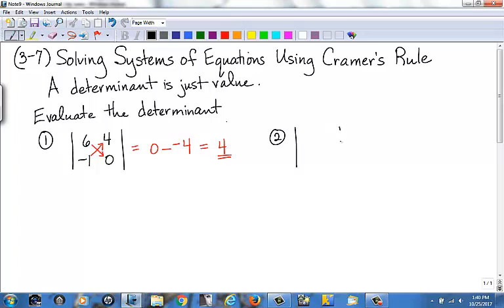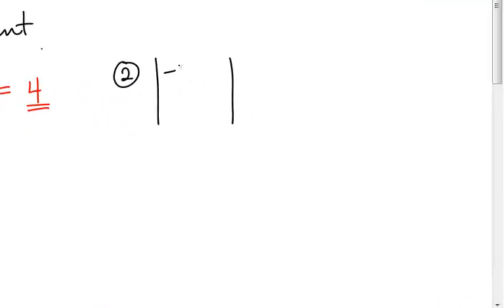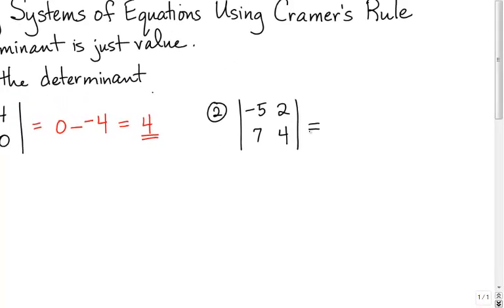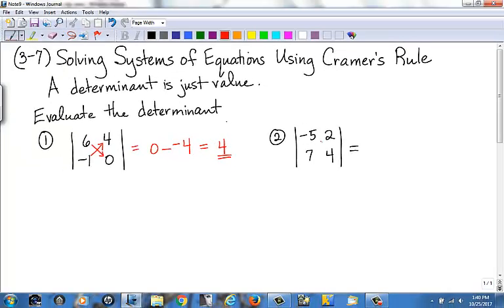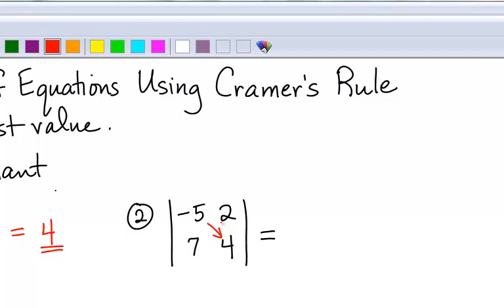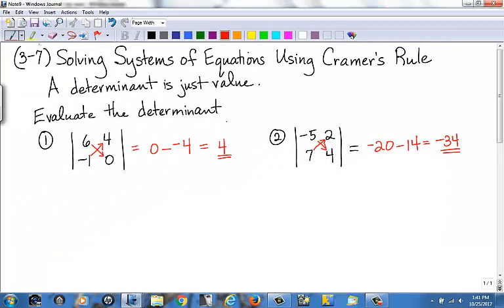Okay, let's try another one. First row across is -5, 2. Second row across is 7, 4. To find the value of a 2 by 2 determinant, you multiply down the diagonal to the right. So you multiply -5 times 4, -20. You subtract the product coming back up. So you multiply these two, and you subtract that product coming back up. So -34.